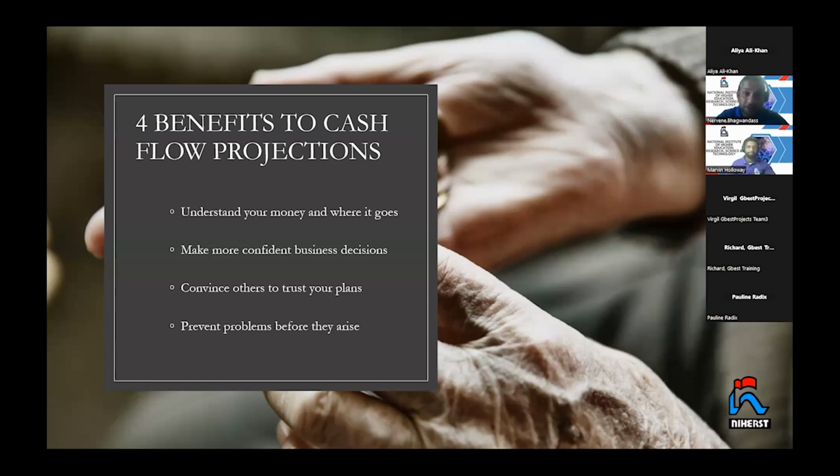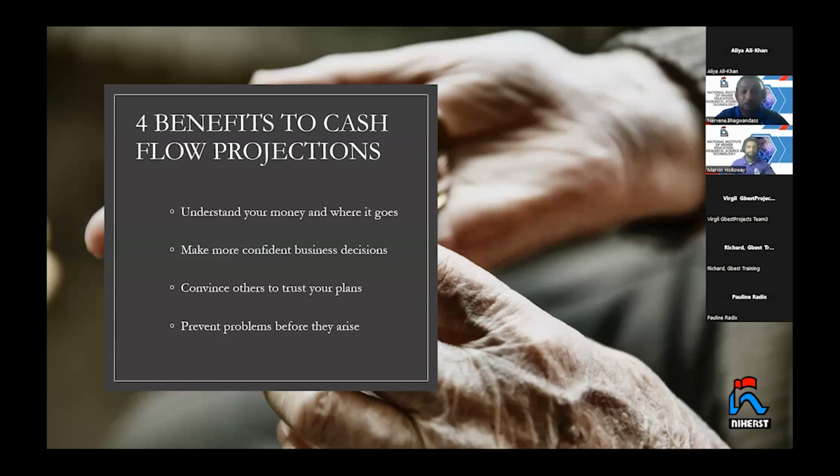And for benefits of cash flow projections, understanding your money and where the money goes in the organization or the business, right? If it goes into paying labor, if it goes into paying for materials and supplies, right? And what money is coming back in. It helps you make more confident business decisions based on the flow of the cash.